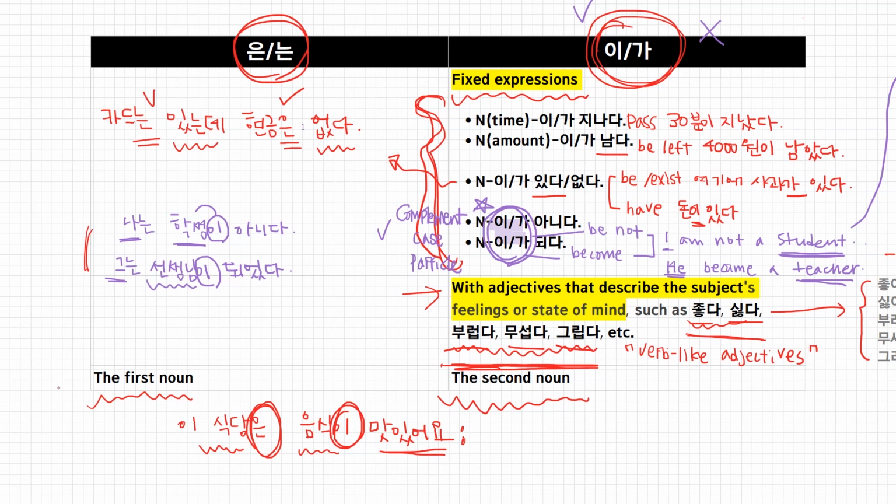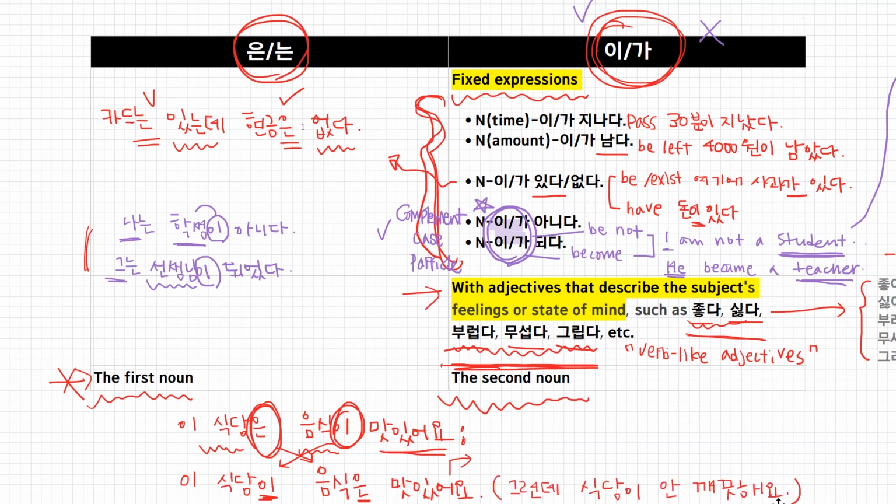I'm afraid to say that this rule cannot always be applied. For example, 이 식당이 음식은 맛있어요. Again, when you want to show some contrast, you can switch them. 맛있다, delicious, is positive, right? So after this sentence, probably something negative would follow. For example, 그런데 식당이 안 깨끗해요. But this restaurant is not so clean.